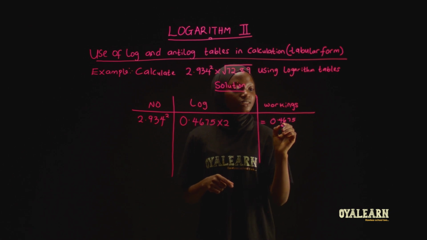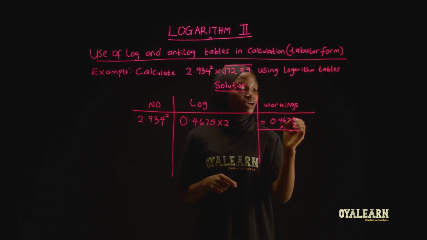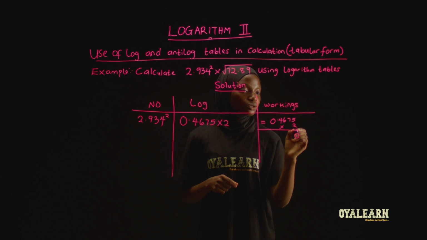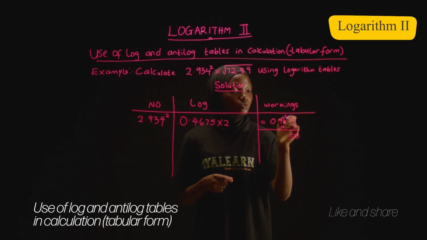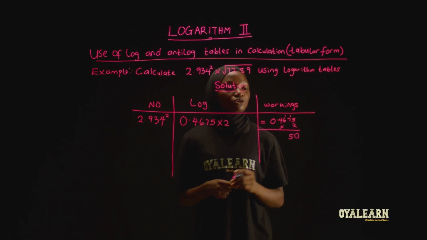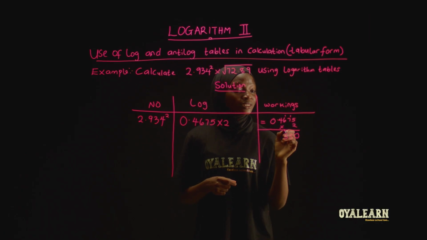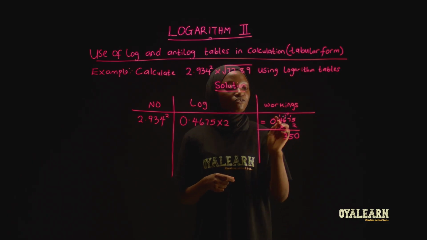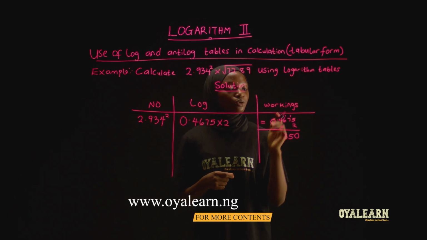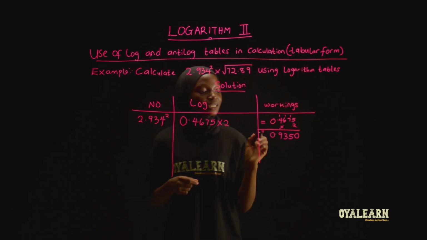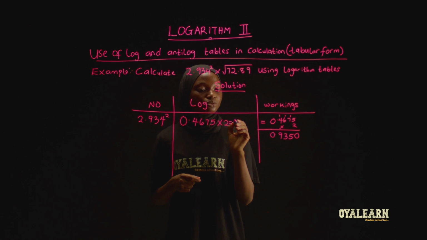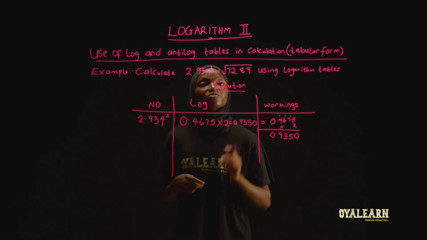0.4675 times 2. We have 5 multiplied by 2, 10, 0, you take 1. 7 multiplied by 2, 14, plus 1, 15, you take 1. 6 multiplied by 2, 12, plus 1, 13, so we have 1 here. 4 multiplied by 2, that's 8, plus 1, 9. So we have 0.9350. So yeah, it's equal to 0.9350. Now move on to the next number.